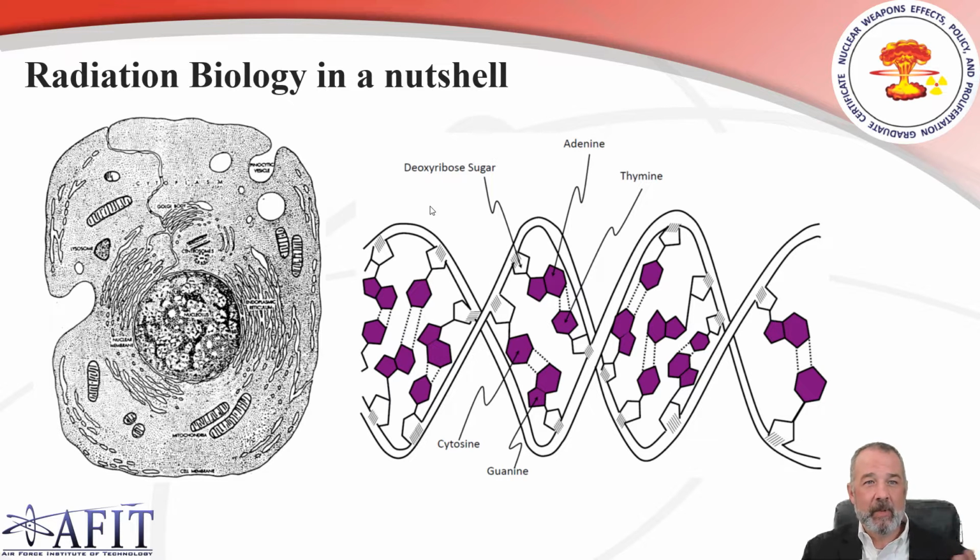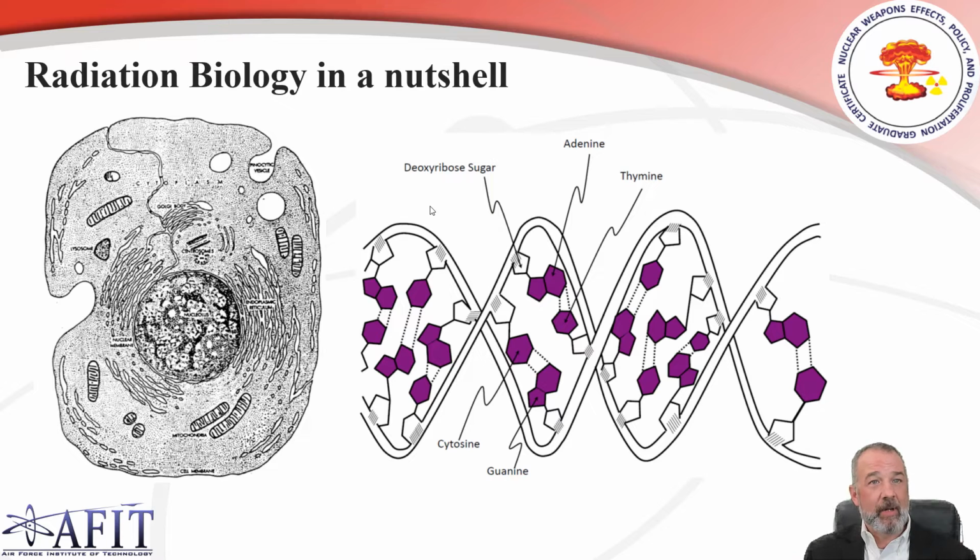Now, the second is the indirect interactions. And this is our ionizing radiation coming in and interacting with the water contained within the cell, since cells are 70 to 80% water. Now, it can do this two ways. Well, kind of one way that results in two different outcomes.